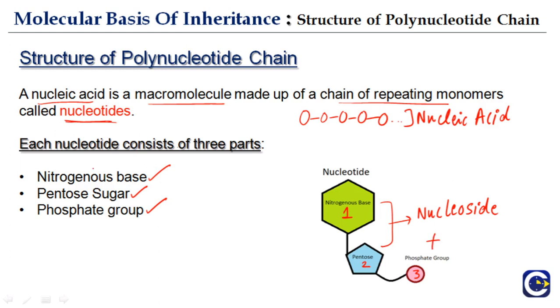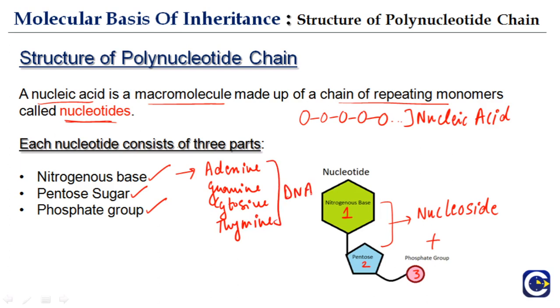So each nucleotide consists of a nitrogenous base. What are the nitrogenous bases? There are 5 nitrogenous bases: adenine, guanine, cytosine, and thymine. These are the 4 that are present in DNA. But in RNA, instead of thymine, we have uracil. We'll discuss all these in more detail soon.